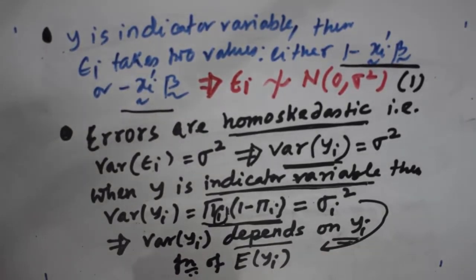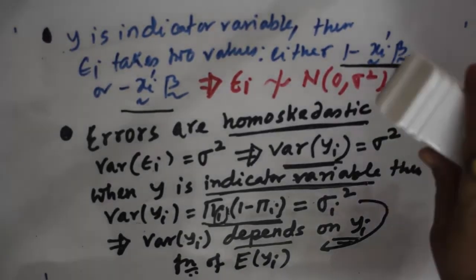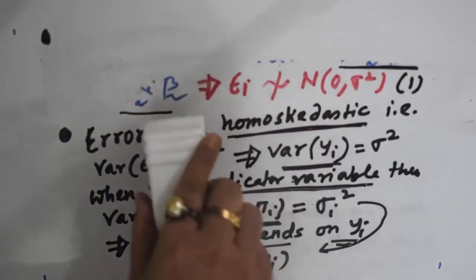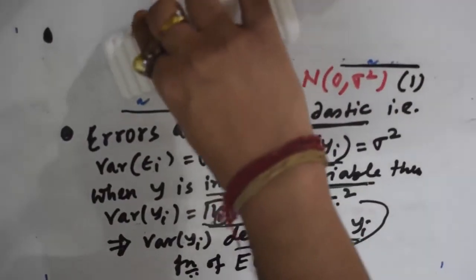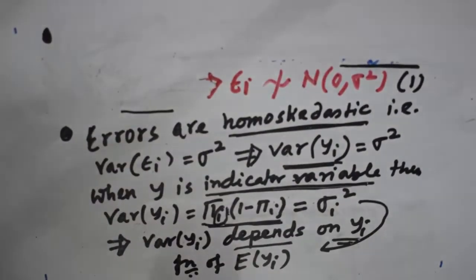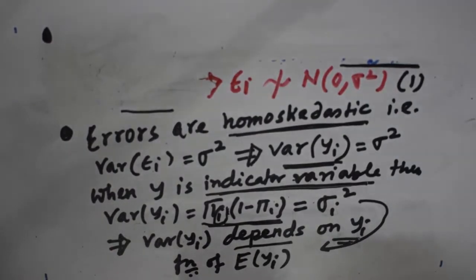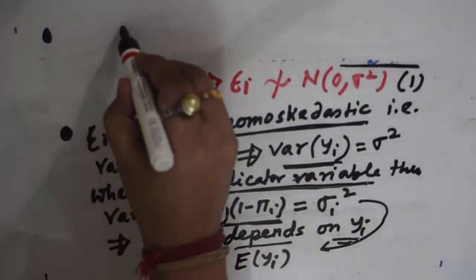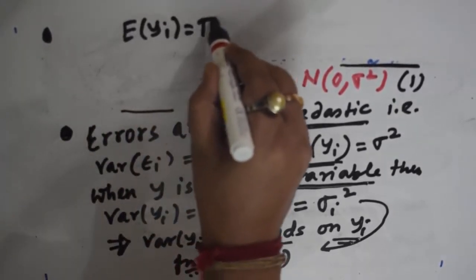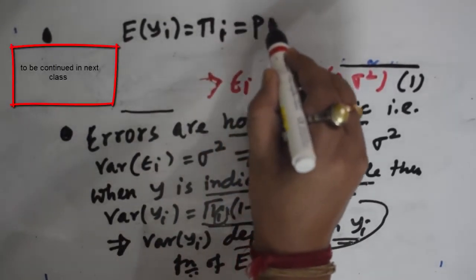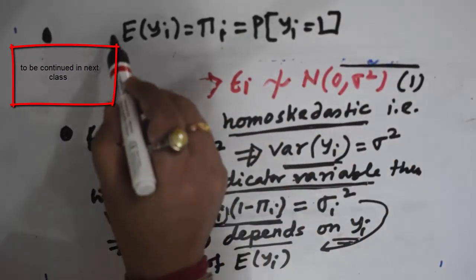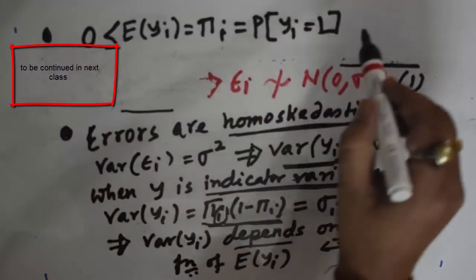Another interesting thing we observe here, that is expectation yi equal to pi i, and pi i is nothing but the probability yi equal to 1, so this value lies between 0 and 1.